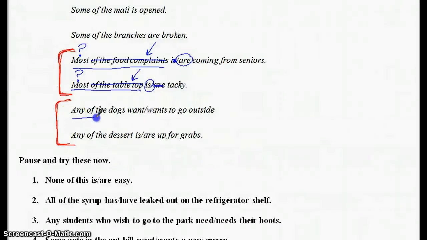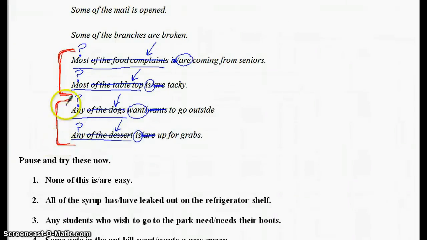That's right. Any is a synonym of the dogs. Got to come back to dogs. The dogs want. Any of the dogs wants to go outside. And then the last one, any of the dessert. Don't know what any is. The dessert is up for grabs.